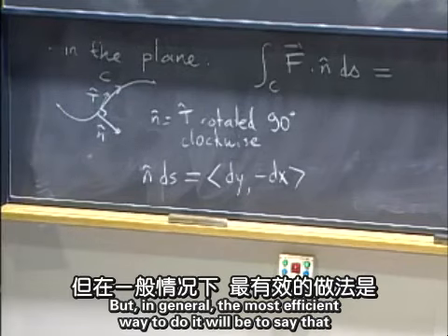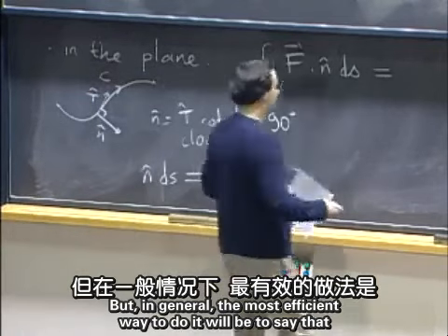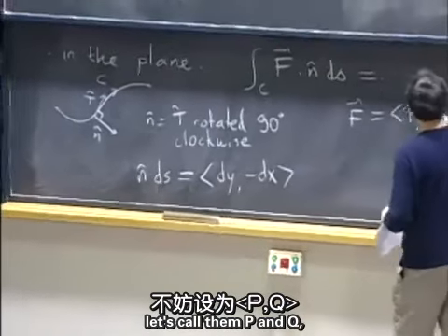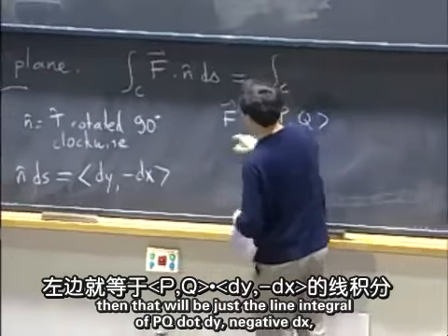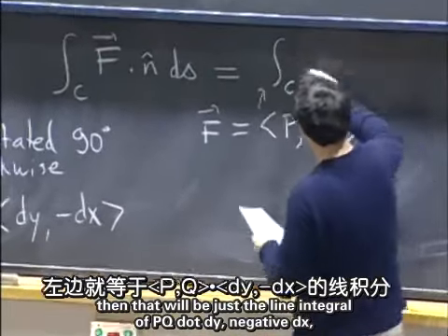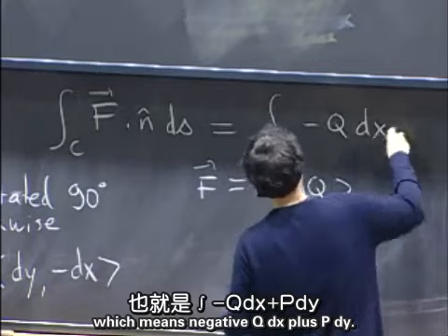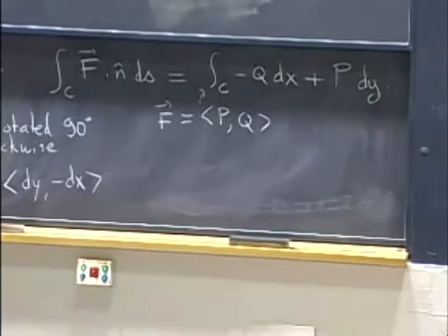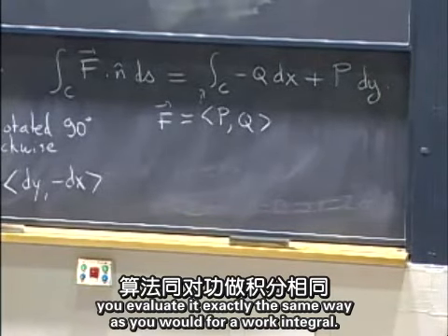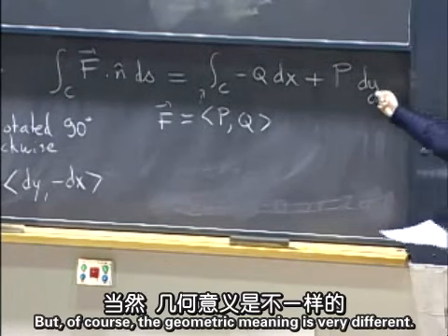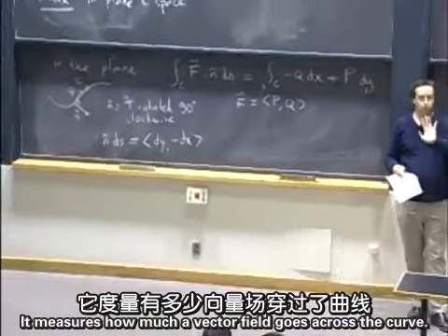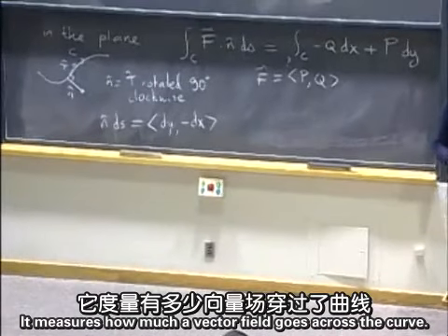But in general, the most efficient way to do it will be to say that, if your vector field has components, let's call them P and Q, then that will be just the line integral of (P, Q) dot (dy, negative dx), which means negative Q dx plus P dy. From that point onwards, you evaluate it exactly the same way as you would for a work integral. But of course, the geometric meaning is very different. It's the same meaning that we've always seen for flux. It measures how much the vector field goes across the curve.